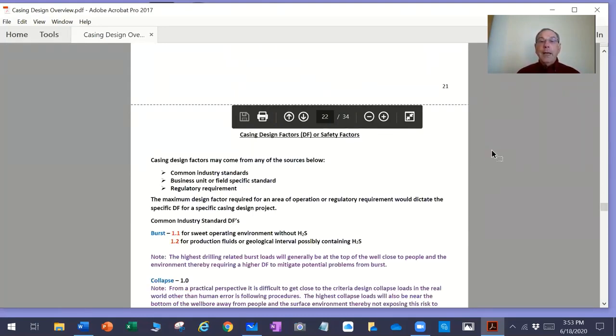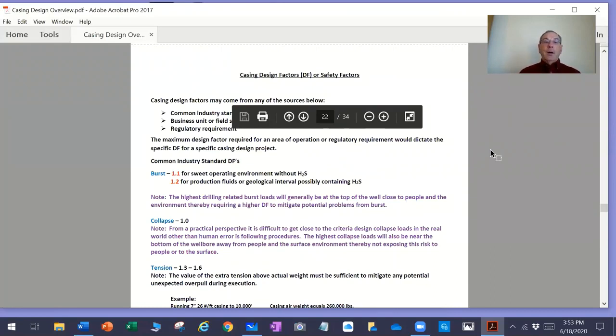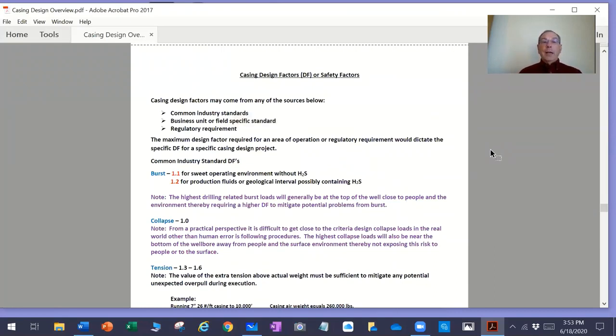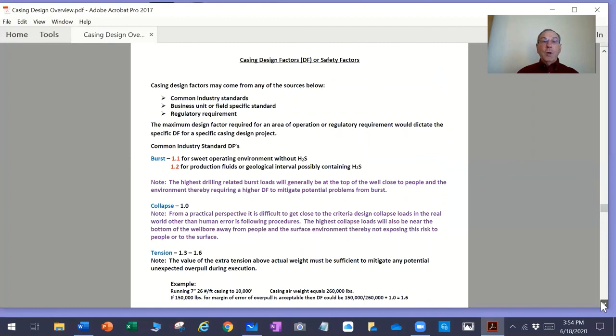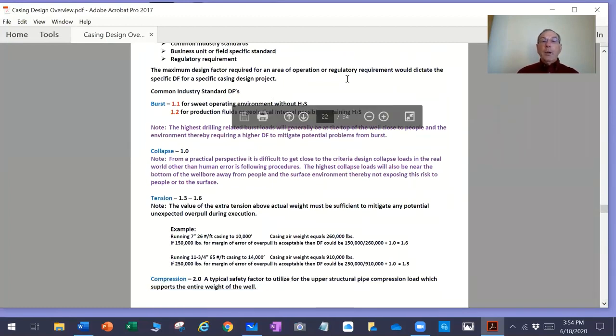Now, casing design factors are also based on industry standards, business unit specific standards, or regulatory requirements. You're always going to have to use the worst case of wherever you're operating, based on whichever is the most stringent. Here are some common industry design factors that I will just review. For burst, we typically use a 1.1 design factor for sweet service without H2S. So 1.1 is pretty common.